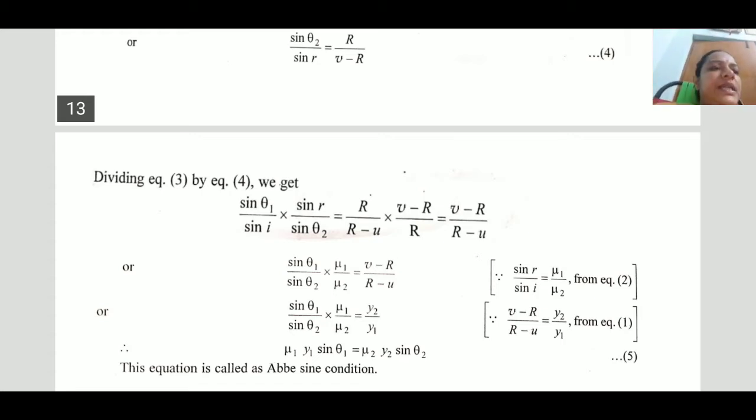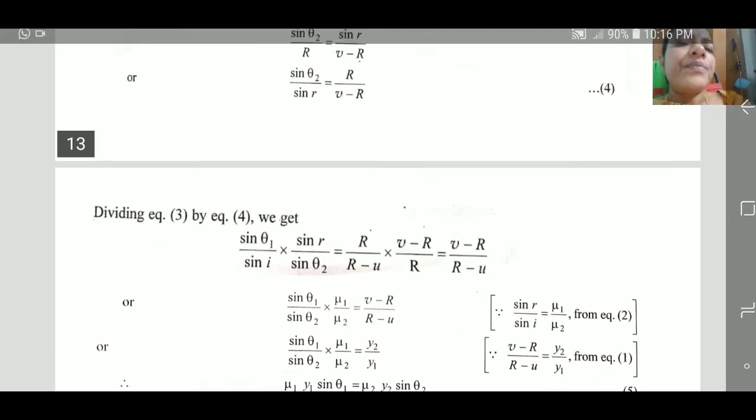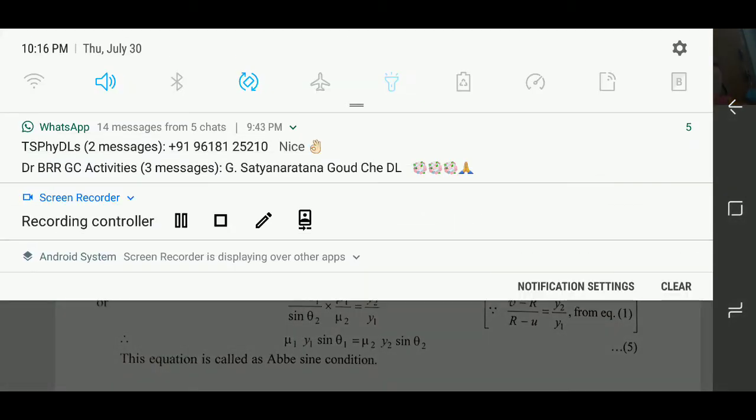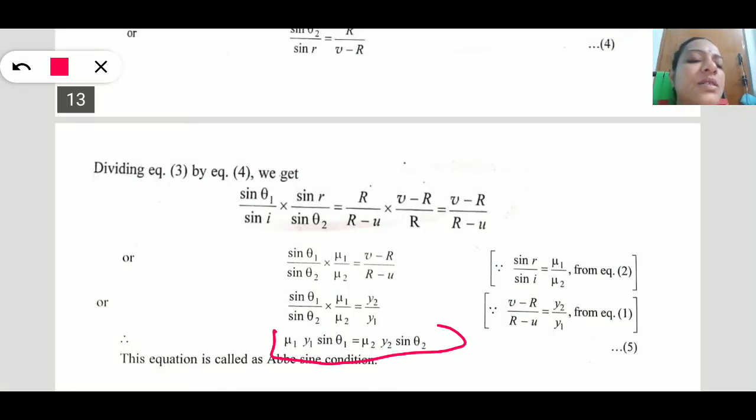By cross multiplication, mu 1 y1 sin theta 1 is equal to mu 2 y2 sin theta 2. This is the derivation part of this Abbe sine condition. Just by explaining that refracting surface figure, we can easily prove this Abbe sine condition. So this is known as the Abbe sine condition.